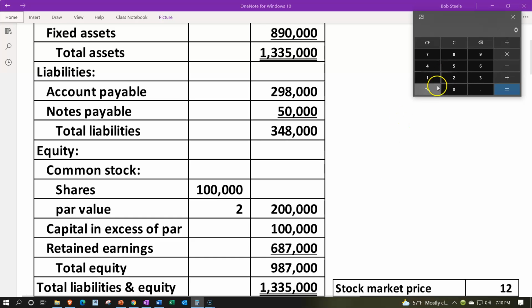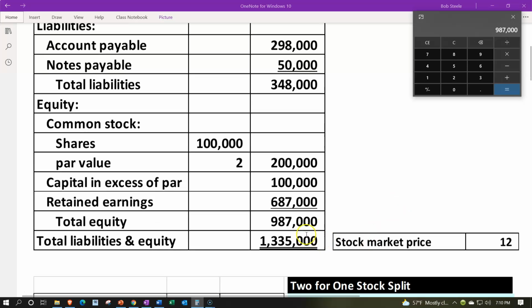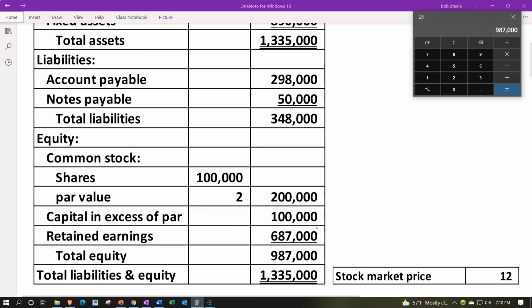Now that equity in total could be calculated as the assets $1,335,000 minus the liabilities $348,000. So if you're thinking about a book basis, that $987,000 represents basically the owner's claim. It's kind of the book value of the company, what the company would be worth basically on a book value, or in other words, the owner's claim to the assets.